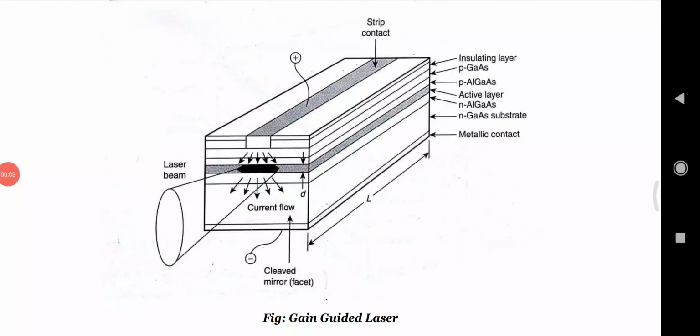Dear students, our next topic is the gain guided lasers. In a gain guided laser, the current injection is restricted to a small region along the junction plane. That is, in this figure you can see that it is restricted to a narrow region beneath a stripe that is shown in the figure. So in this case, the active region is planar or continuous.